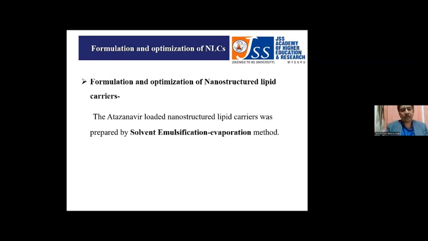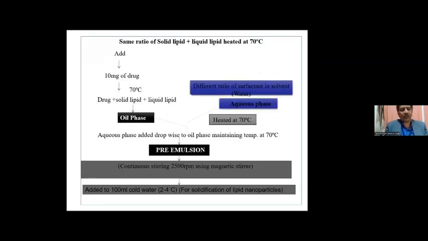So next, based on the results which we obtained from the compatibility studies, we have moved on to the formulation aspect of nanostructured lipid carriers. The nanostructured lipid carriers for Atazanavir were prepared by solvent evaporation method. And this is the method which we followed for our formulation studies.